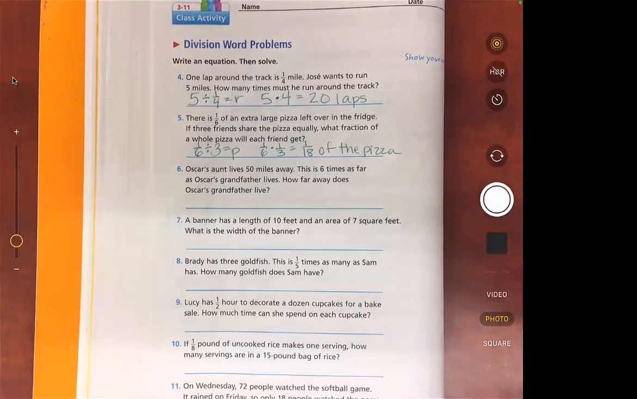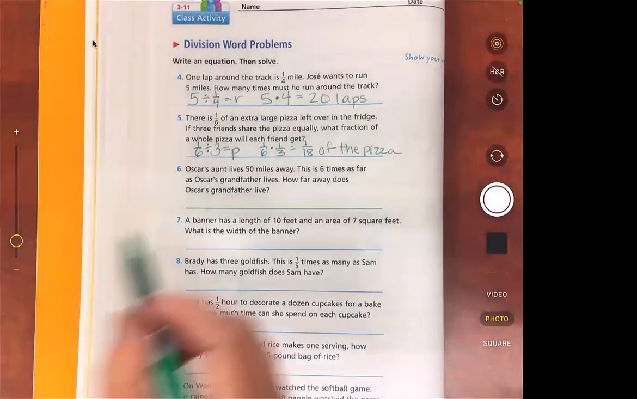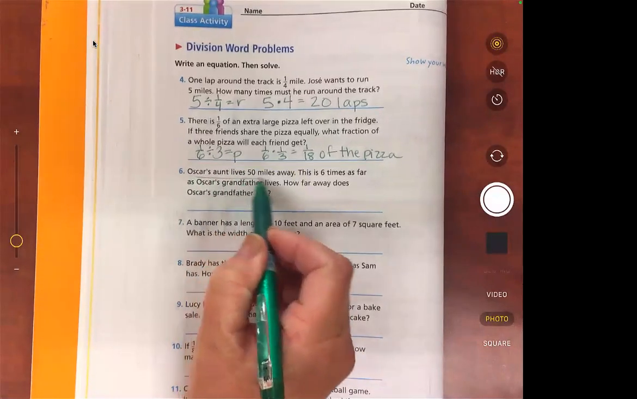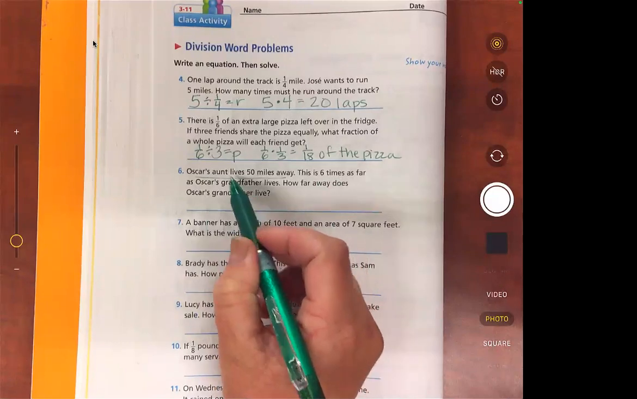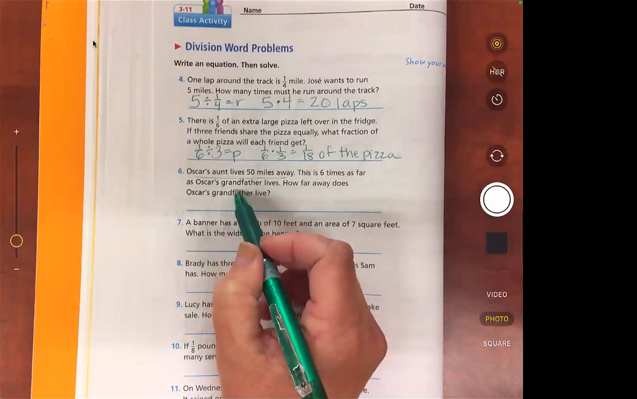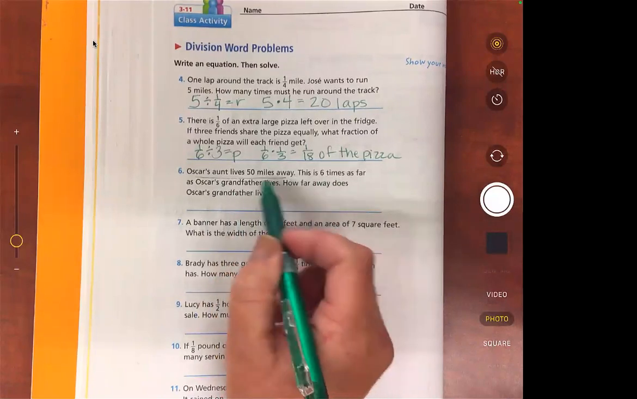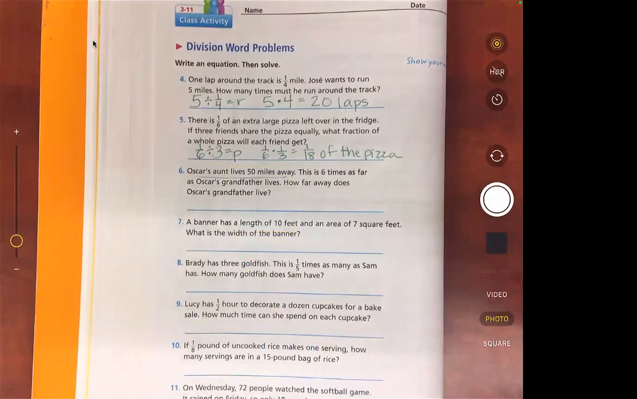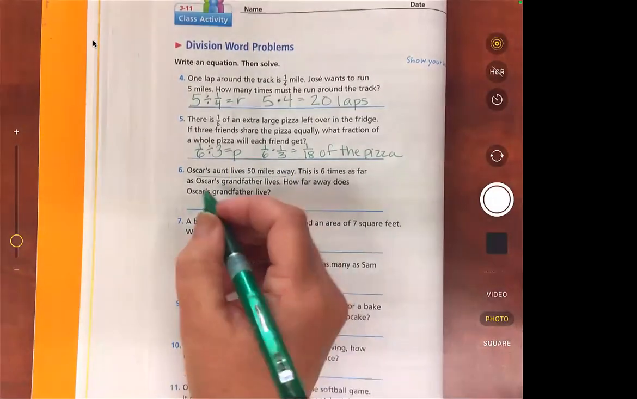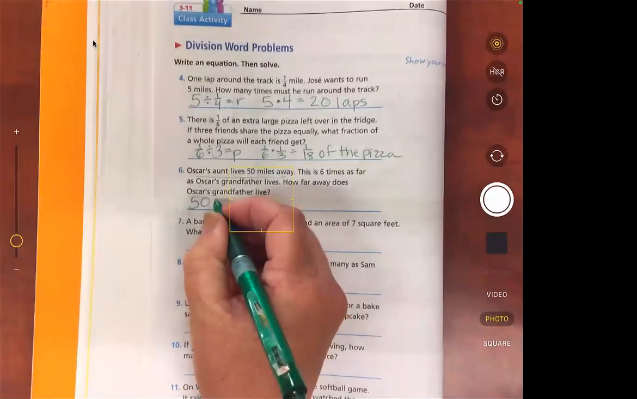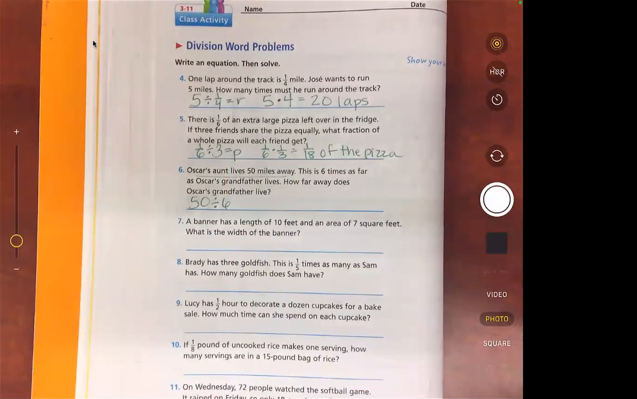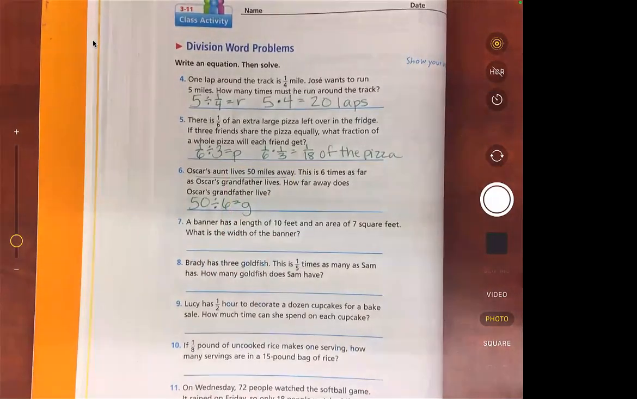So let's read it closely, okay? The aunt lives 50 miles away. This is 6 times as far as the grandfather lives. So the aunt actually lives farther away than the grandfather. Because if you take the grandfather times 6, you're going to find out the aunt. Okay, so to solve this, I'm going to take what the aunt lives and divide it by 6. That's going to tell me how far away the grandfather lives. Equals G for grandfather.